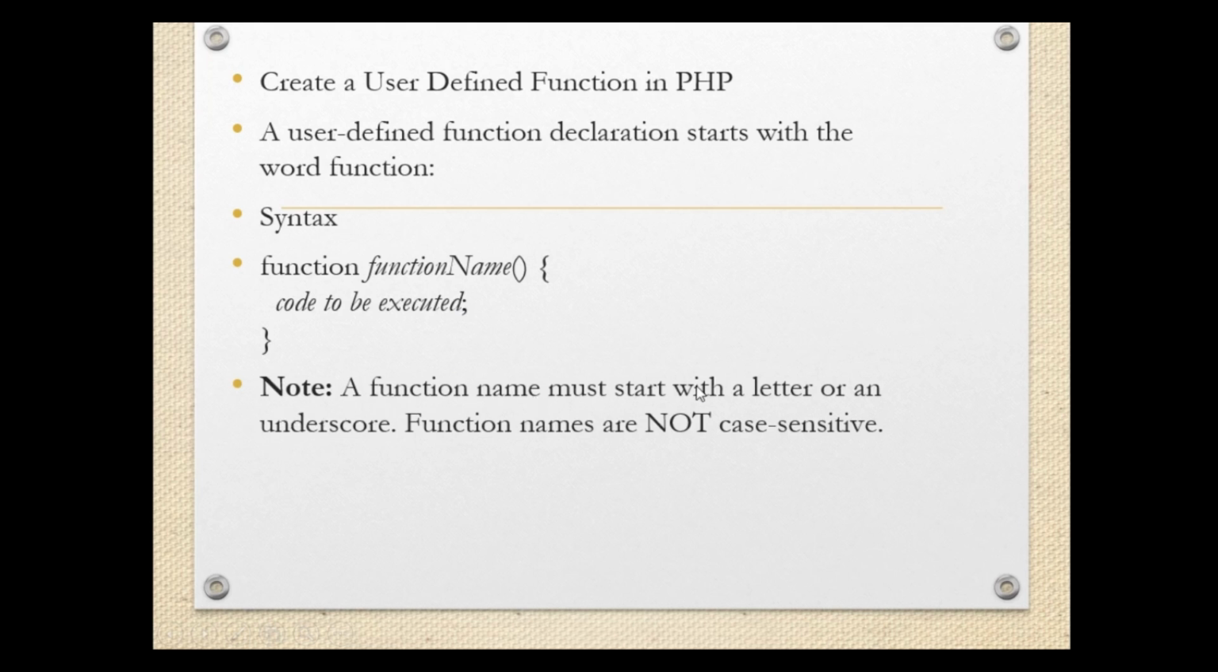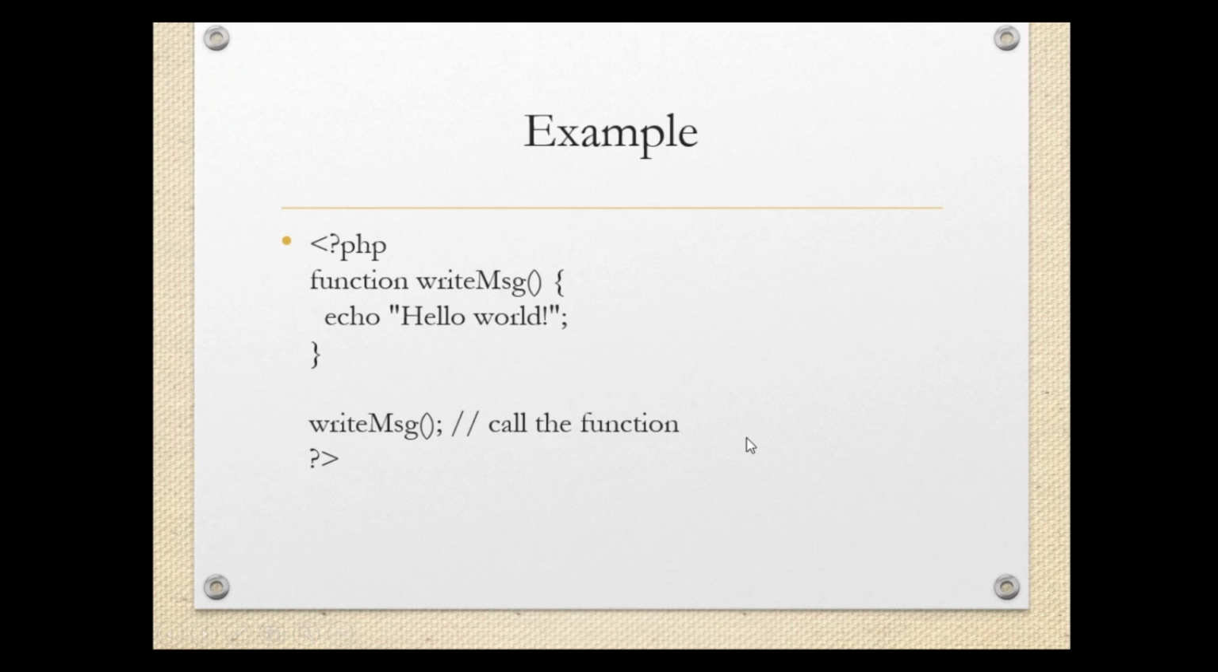Note, a function name must start with a letter or an underscore. Function names are not case sensitive. Okay, so this is an important point: a function name must start with a letter or an underscore, and function names are not case sensitive. That means we have to start a function name only with a letter or underscore. We cannot start it with any number.